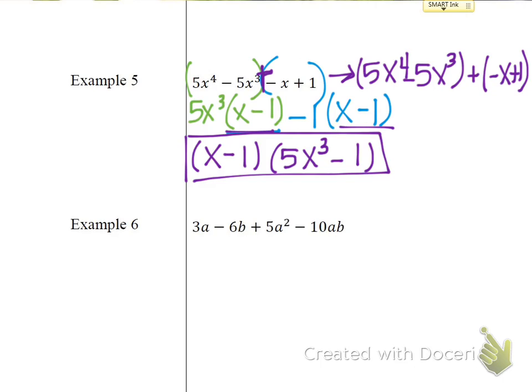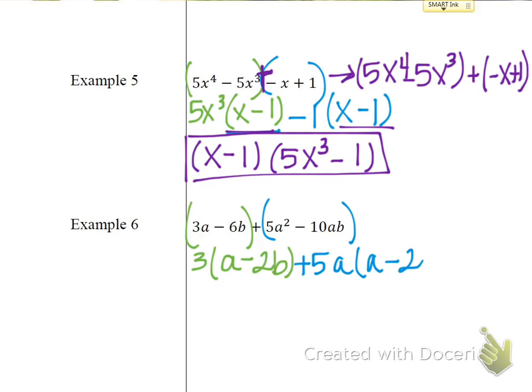Carissa, first step. Group the first two. Excellent. Group the first two. And then what did you factor out? 3. Excellent. How many of you factored out a 3? Good. So that's going to leave me with 3 times a minus 2b. Somebody different, what did you do next? Group the last two. And Andrea, what did you factor out? 5a. So plus 5a. And that left me with a minus 2b.